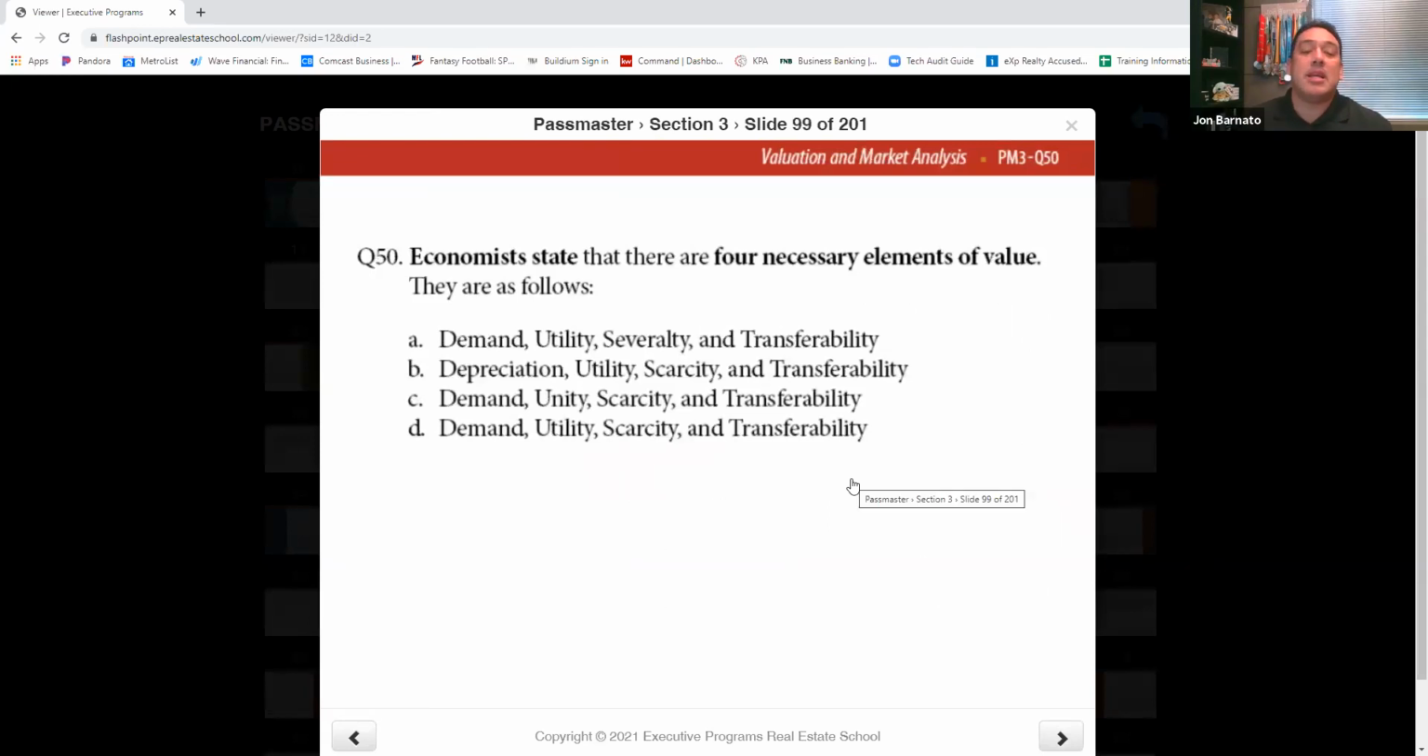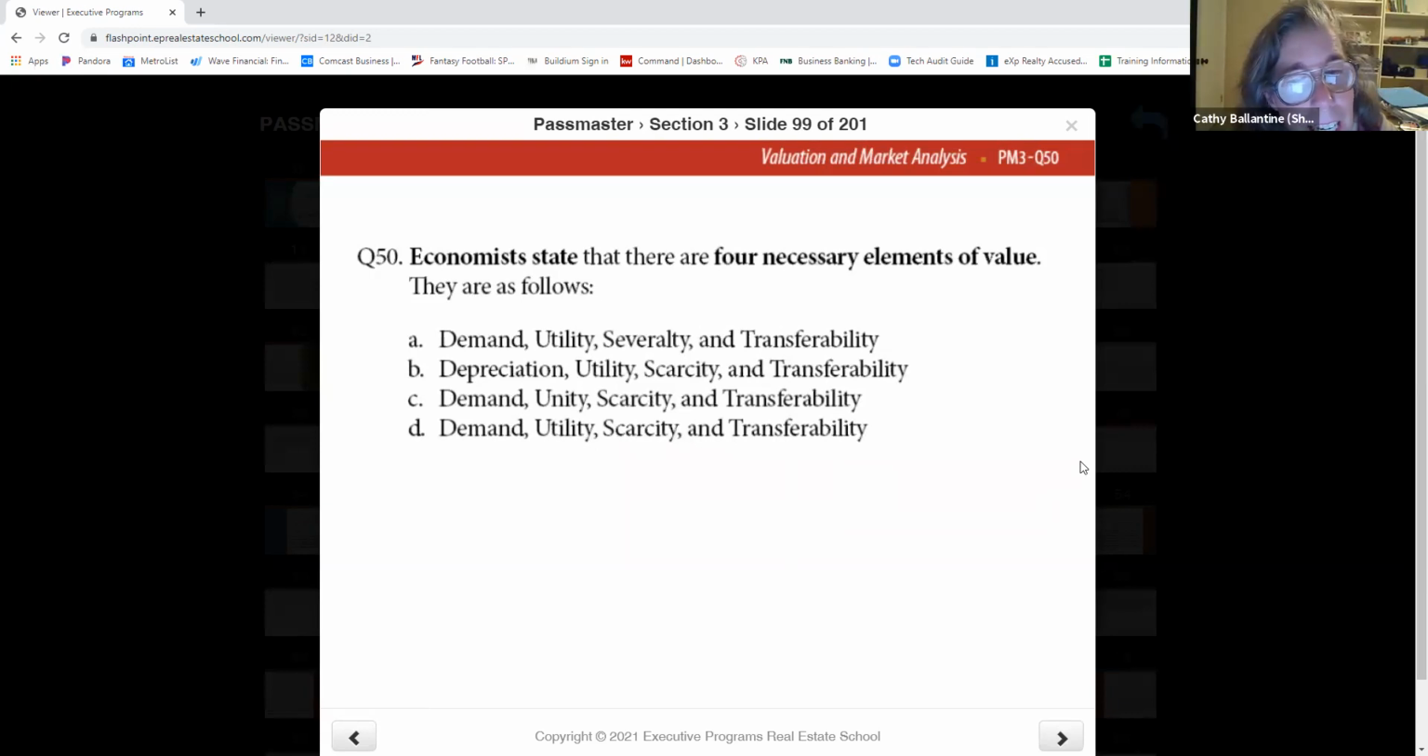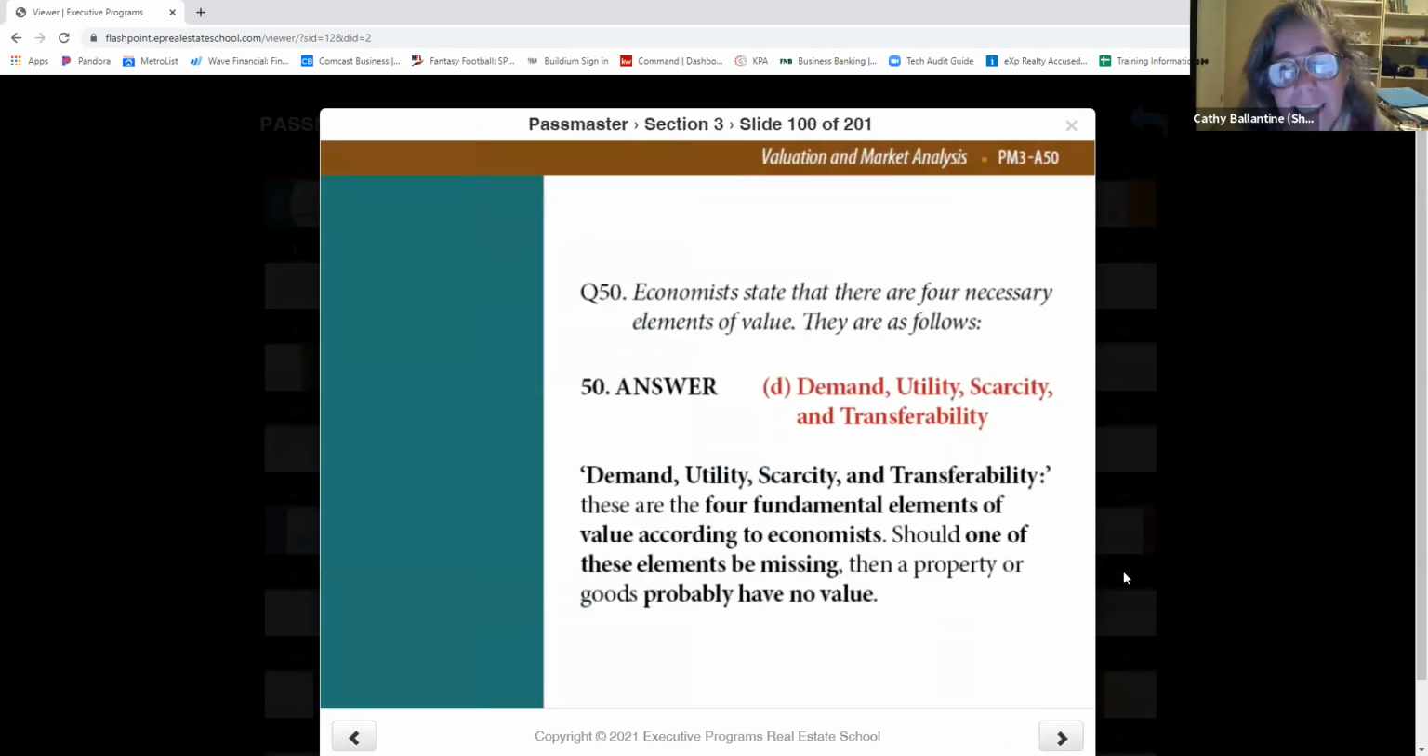Economists state that there are four necessary elements of value. They are as follows. This will be on the test, I guarantee it. Let's see. B. Oh, D. Oh no, wait. Yeah, C. Demand. No, demand. Yeah, D. Demand, utility. So how much people want it? How useful is it? How hard is it to find? And is it easy to transfer from one person to another, right?